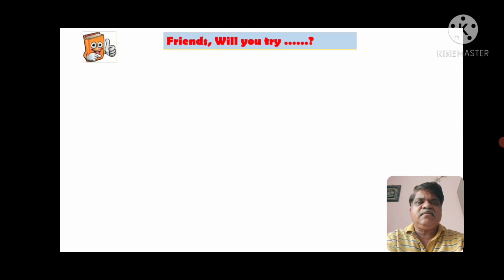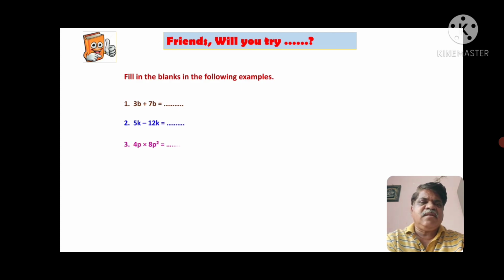Friends, will you try this? Fill in the blanks in the following examples. 3b plus 7b is equal to what? 5k minus 12k is equal to what? 3p minus 8p square is equal to what? 9m square into 7m square is equal to what? In brackets, 5x plus 11y into 3 upon x is equal to dot. Next, the sixth one: 2x square plus 6y in one bracket, 4x plus 5y in the other bracket. What will be the result?